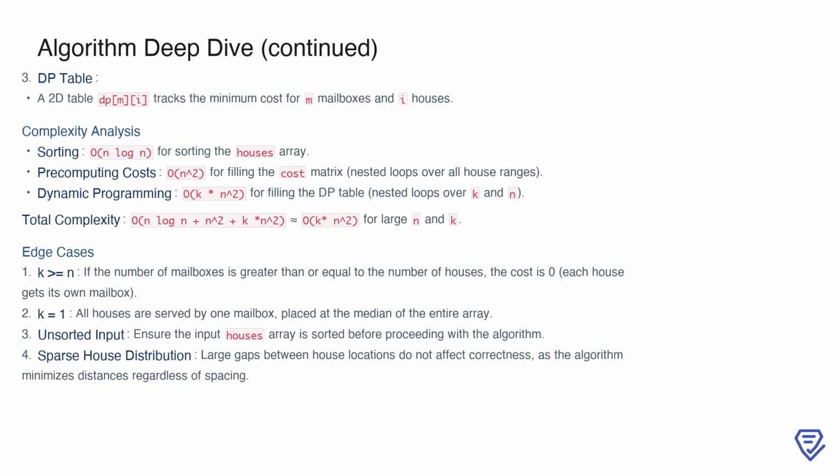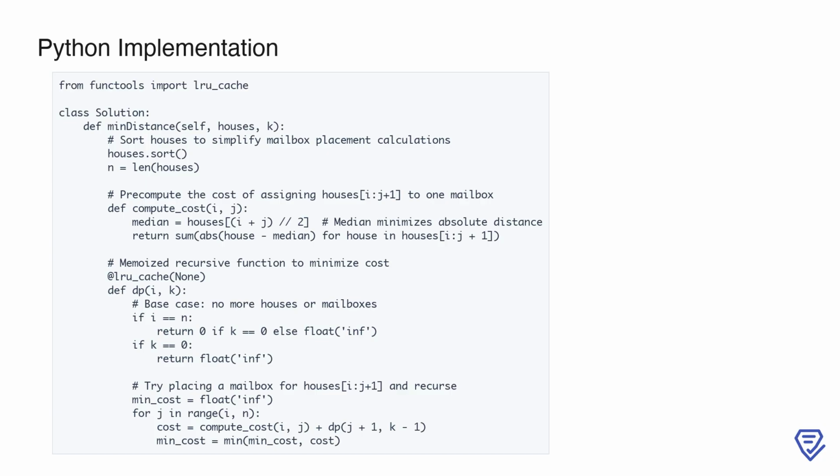Here, we begin by importing the lru_cache decorator from the functools module, which will help us optimize our recursive function by caching results. Then, we define the Solution class with the main function, minDistance, which takes two inputs, houses, a list of house locations, and k, the number of mailboxes we want to allocate. The houses list is sorted to simplify the calculations for placing mailboxes.